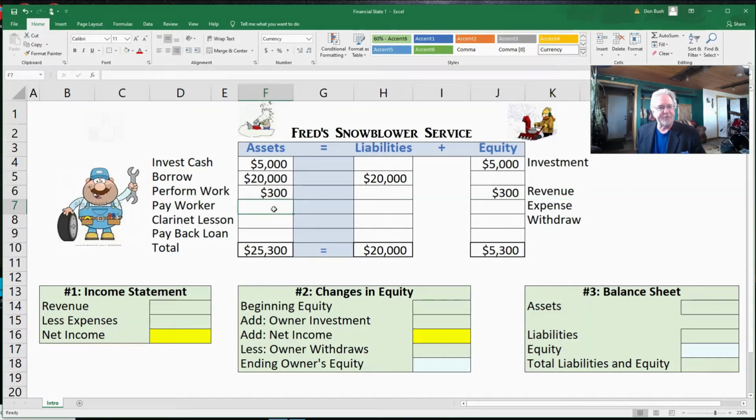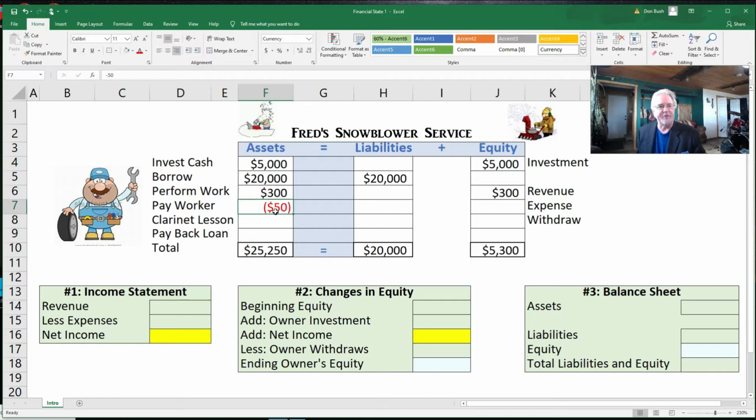Let's say that Fred here has a part-time assistant worker, and his worker earned $50. Fred is paying his worker $50. Now I'm putting this as a negative sign because this is money going out. You see, when Fred invested cash, that was money coming in. When Fred borrowed money, that was money coming in. When Fred performed work, that was money coming in. So these are all listed as positives. But when money goes out, Fred needs to list this as a negative.